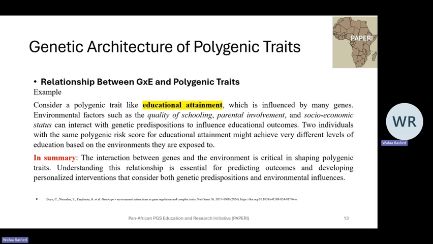So, to sum up, the interaction between genes and the environment is critical in shaping polygenic traits. Understanding this relationship is essential for predicting outcomes and developing personalized interventions that consider both genetic predisposition and environmental influences.